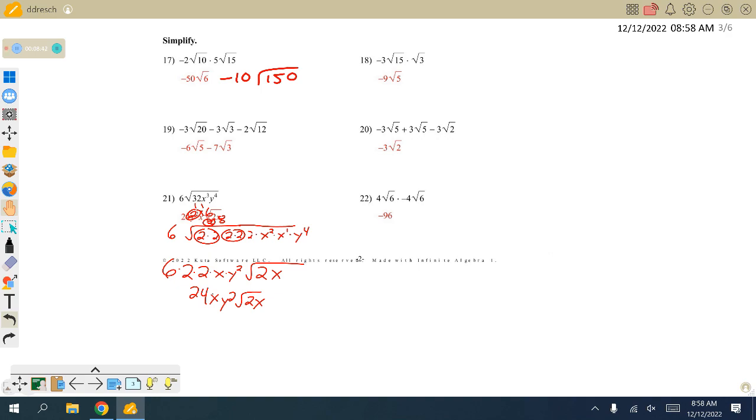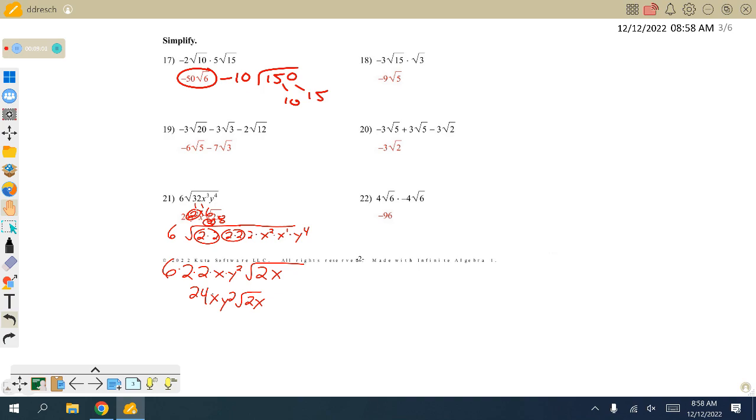150, same deal. Take it off to the side. Simplify down 150. However you want to. 10 and 15 might be the obvious one. And eventually you should get negative 50 square root 6. Multiply everything together first.